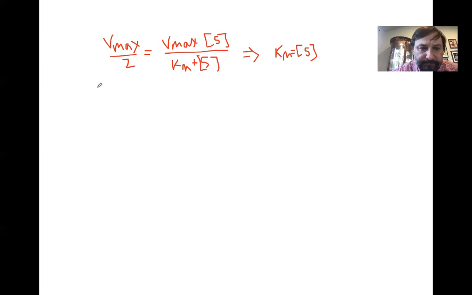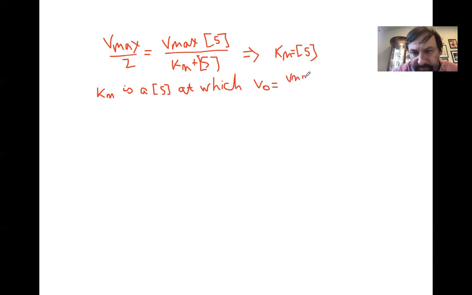Which basically says that Km is a substrate concentration at which the rate is half maximal. So it's a practical definition. So for example, by comparing various Km between different enzymes, you can say, okay, this enzyme operates at half maximal ability at this Km value, that one at that Km value. And so obviously the lower the substrate concentration, the more efficient the enzyme, right?